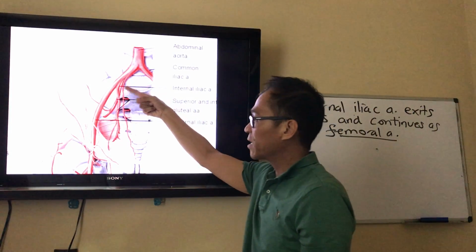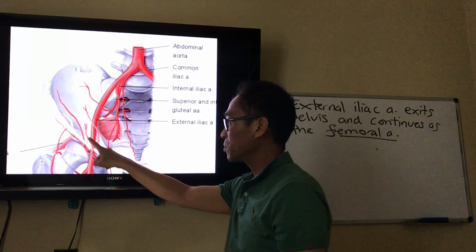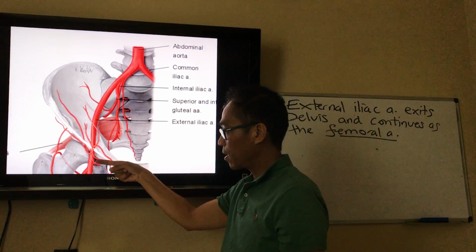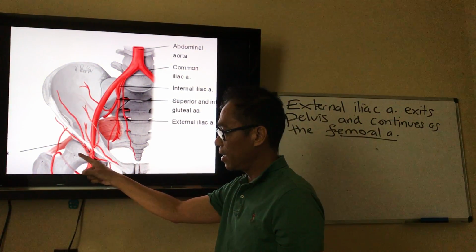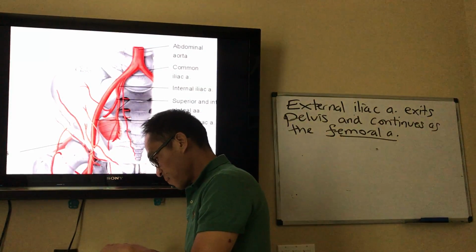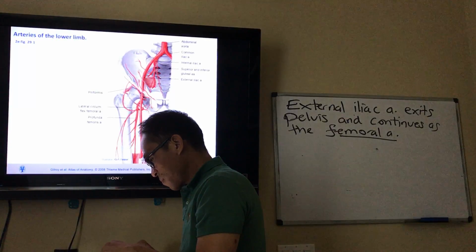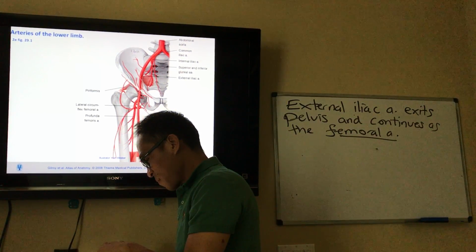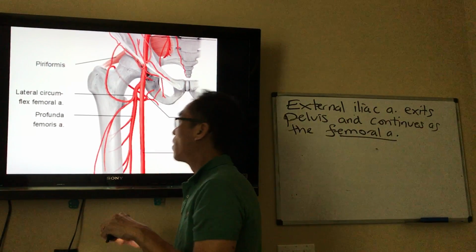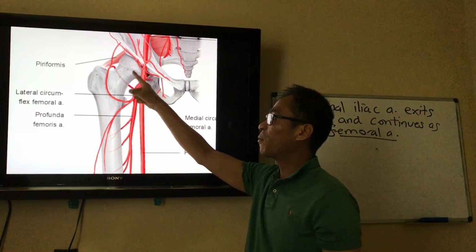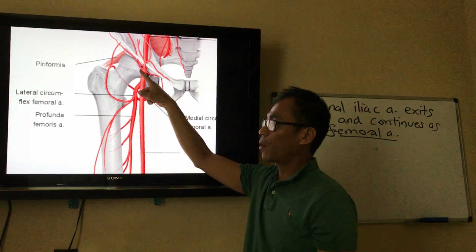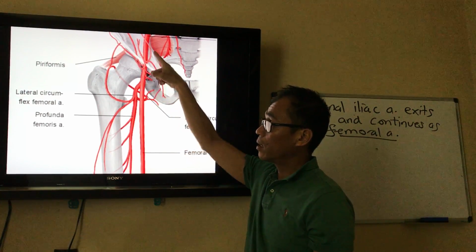So here it is here, exiting through the subinguinal space. That's the inguinal ligament right there. Continues on. Once you pass by the femoral head, you know you're at femoral artery. Okay? So here's the femoral artery. Just look for the femoral head as a landmark. That's kind of what I use. If I tag it next to the femoral head, you better put femoral artery, not before.